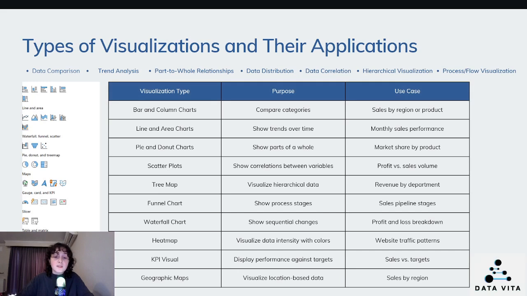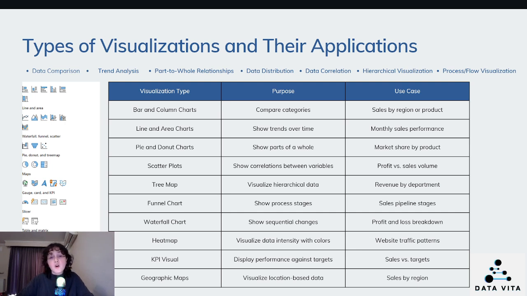Choosing the right visuals depends on the story you want to tell with your data. Here are some common purposes and their suitable visualization types: data comparisons, trend analysis, part-to-whole relationships, data distribution, data correlations, hierarchy visualization, and process flow visualization.